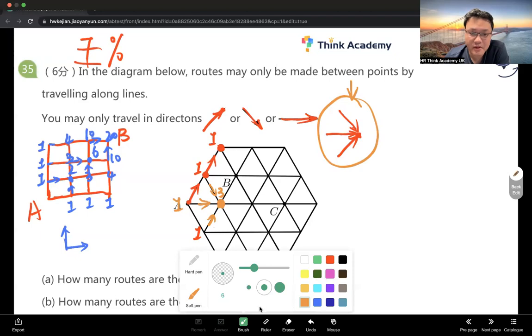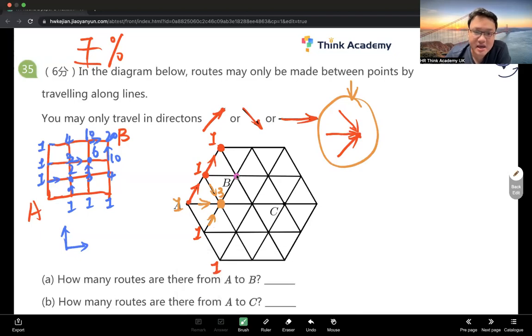Okay, now let's consider the B. Let's use the pink one. If you want to go to B, you have only 3 different ways. First way, second way, and third way. But that doesn't mean you have 3 ways to go to B. You need to add these 3 numbers that lead you to B, right? So it's 1 plus 1 plus 3. So that's why it's a 5. So from A to B, you have 5 different ways. Guys, so far, so good?